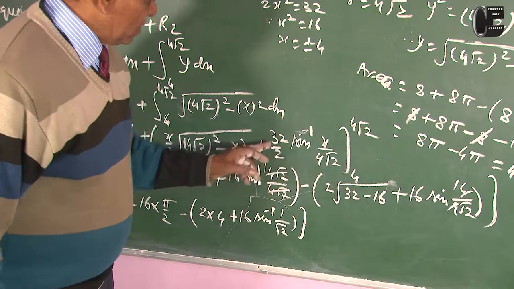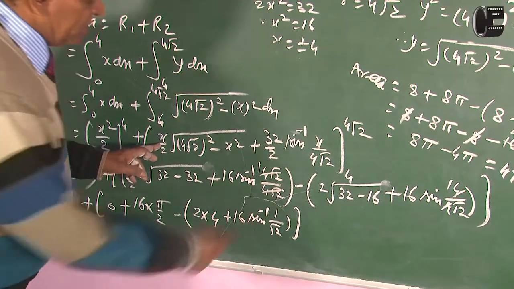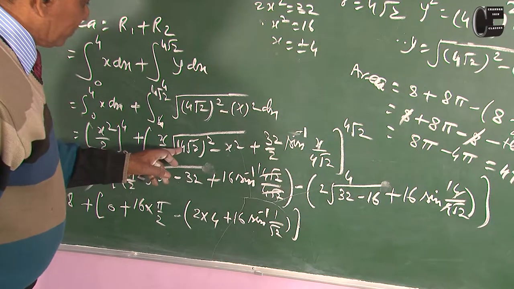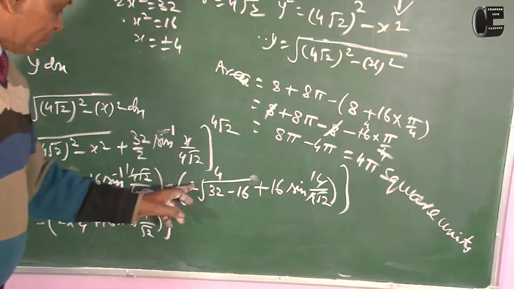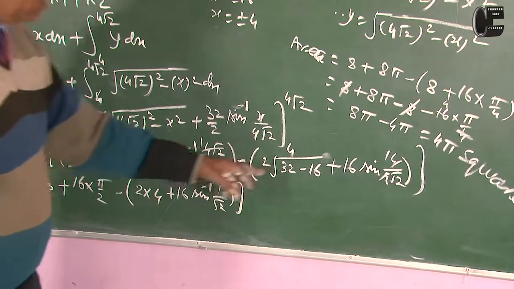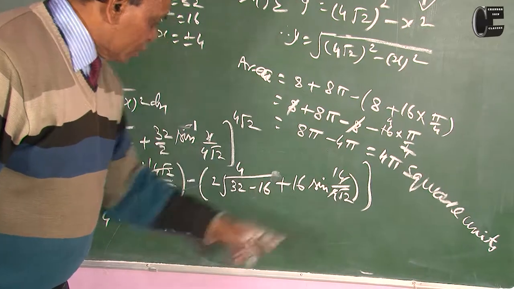Yes, 16, put here 4, that is 2, and this minus this, that is 16, the square root will be 4. Therefore, 2 into 4 plus 16, 4 by 4 root 2, 1 by root 2.